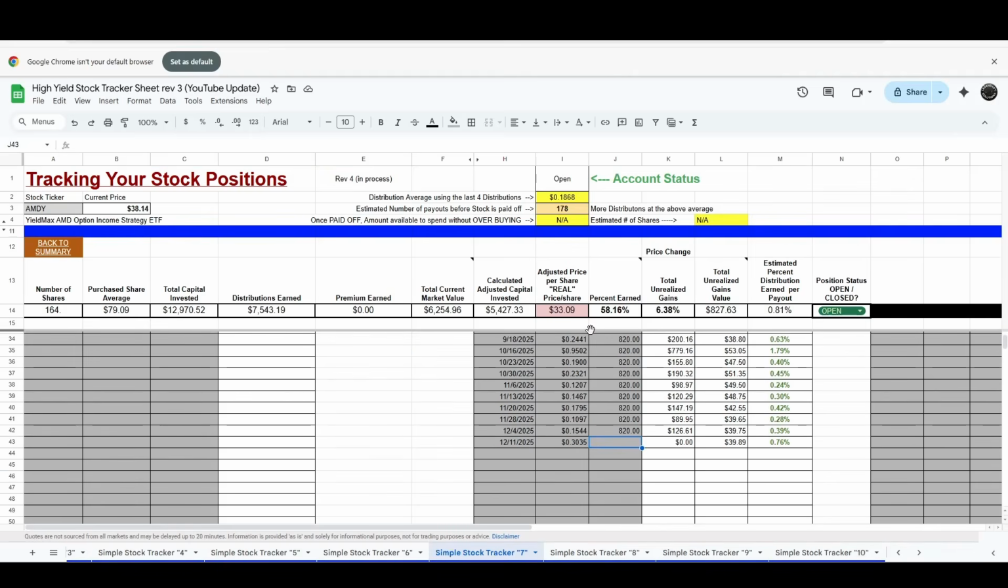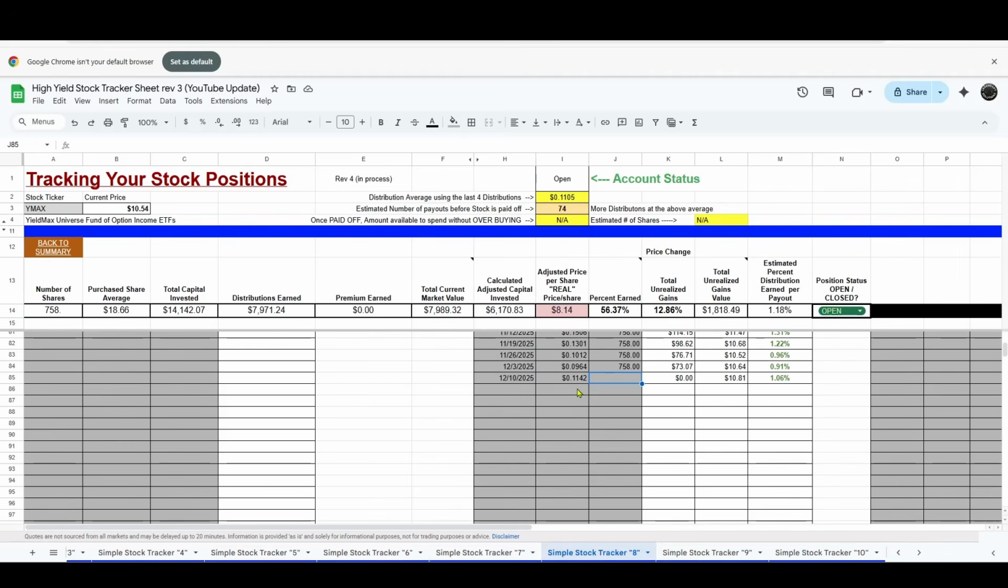Next, we have AMDY. And AMDY, we earned 30 cents. And I have a total of 164 shares after the reverse split. So my real price per share of $33.09 now becomes $32.79. And with the current price of $38.14, that means that if I were to sell all my shares at the current price, I will earn $877.